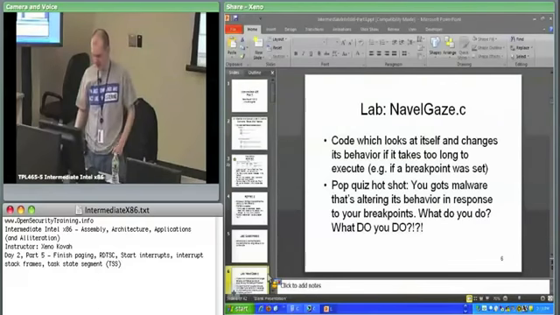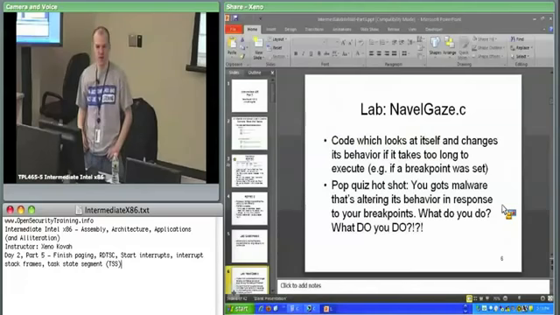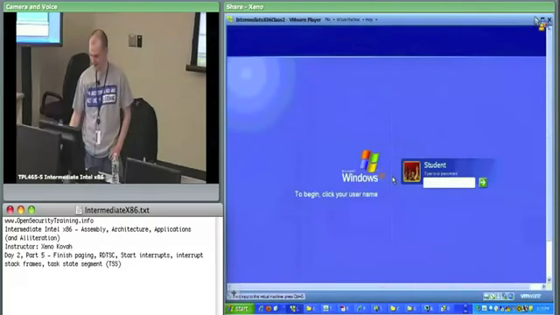All right, so pop quiz, hotshot. You've got malware that's altering its behavior in response to your breakpoints. What do you do? What do you do? Shoot hostage. Hostage. Terrorists win. That's right. Stop letting the terrorists win. Anyone else? I don't know what the answer is. I just threw this.